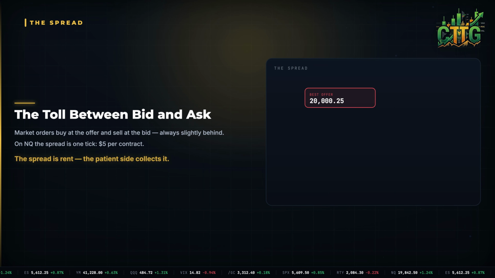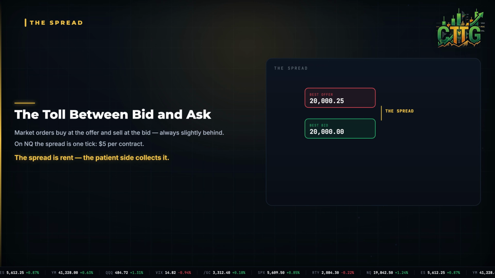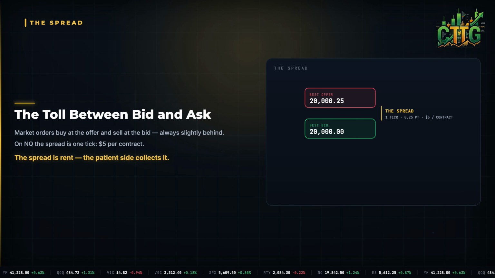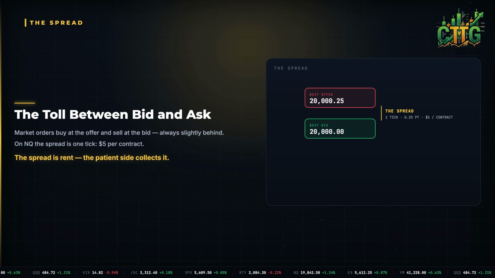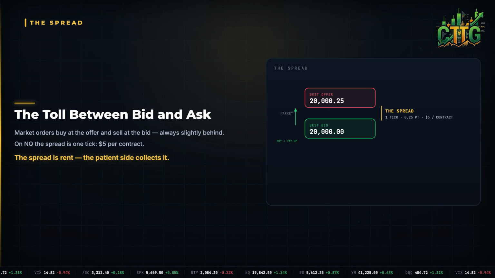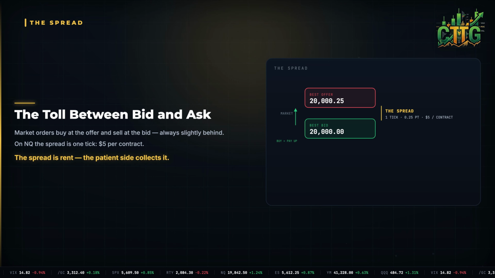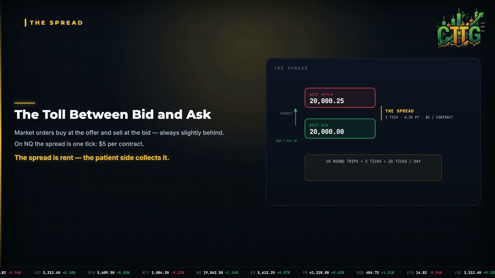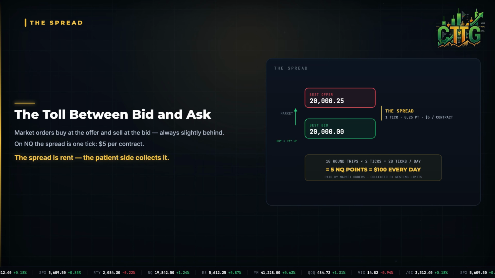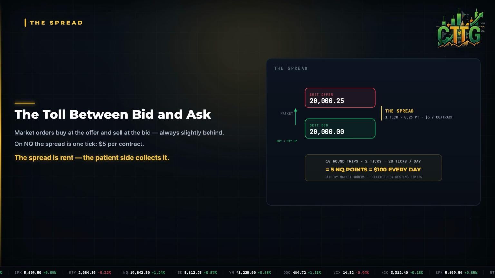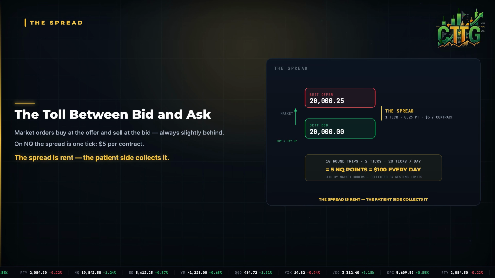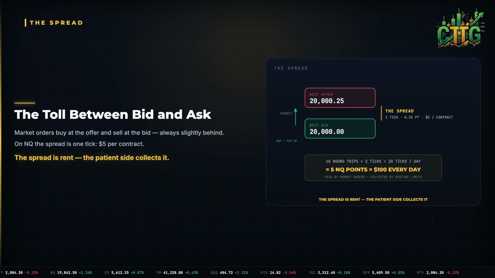Between the highest bid and the lowest offer, there's a gap, the spread. On NQ, that's usually one tick, a quarter point, $5 per contract. Sounds tiny, it isn't. Every market order pays it. You buy at the offer, you sell at the bid, so you start every trade slightly behind. Trade 10 round trips a day with market orders, a tick each way, and that's 5 NQ points, $100, donated to the people resting limit orders. The spread is rent, and the patient side collects it. That alone should change how you think about entries.